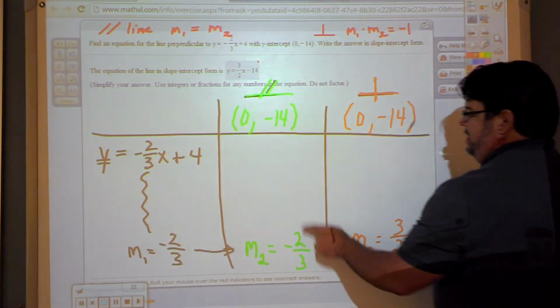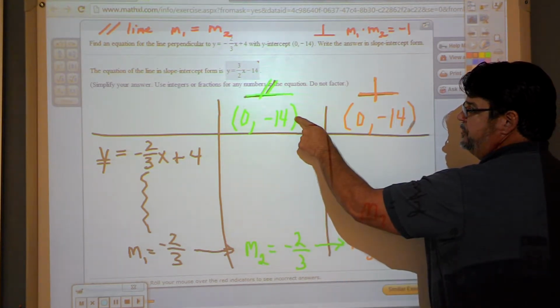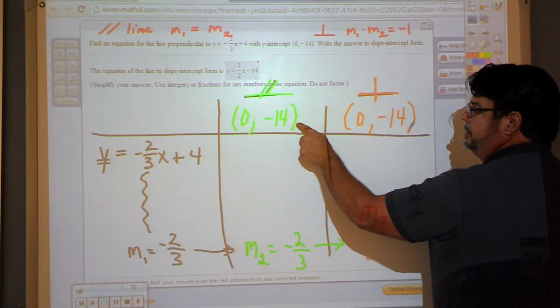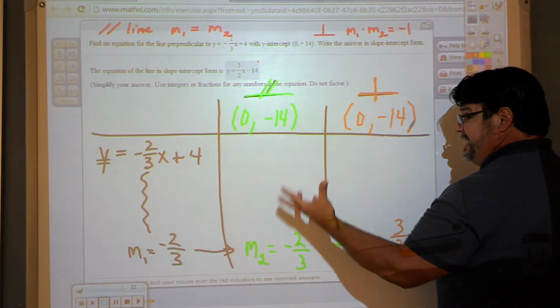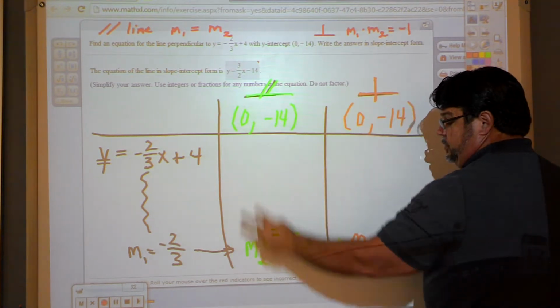Somebody tell me what I have here. On the y-intercept? What is this called? Y-intercept. What do you put on the graph? Points. That's a point.